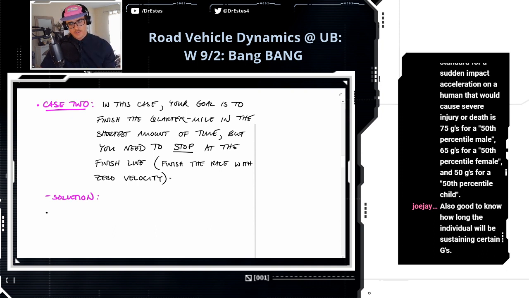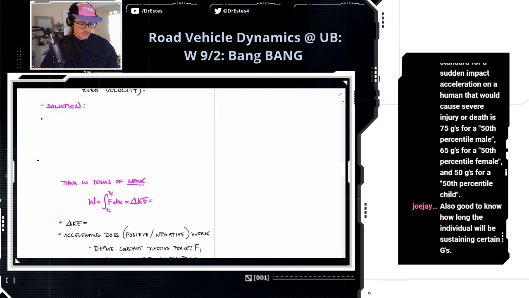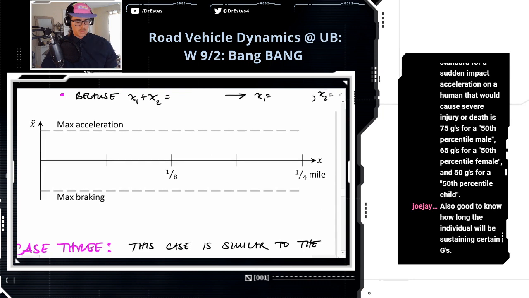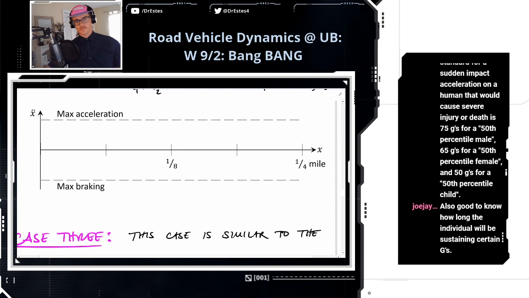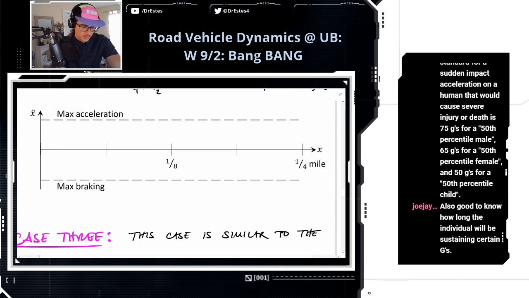And just pretend there's a wall back there, so you don't have any runoff at the end. You've got to stop. But you still want to finish this as fast as possible. I have some work in here, but I want to scroll down first because I just want you to think about what your strategy is. Obviously you need to brake at some point in this strategy. And this is where bang bang, you'll see what it means.